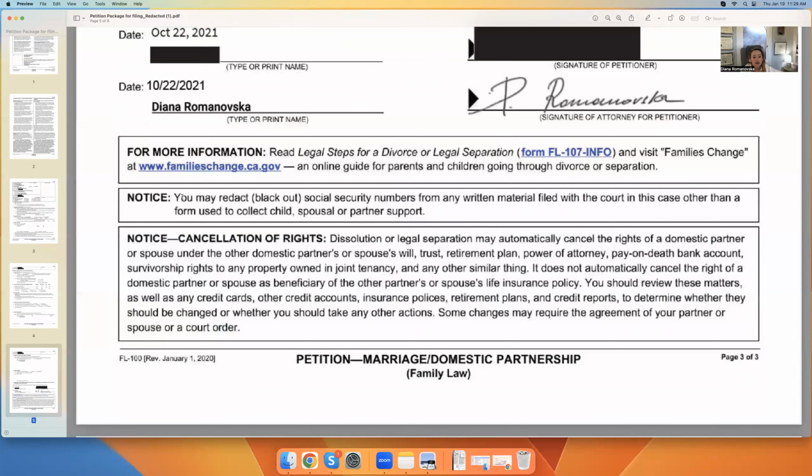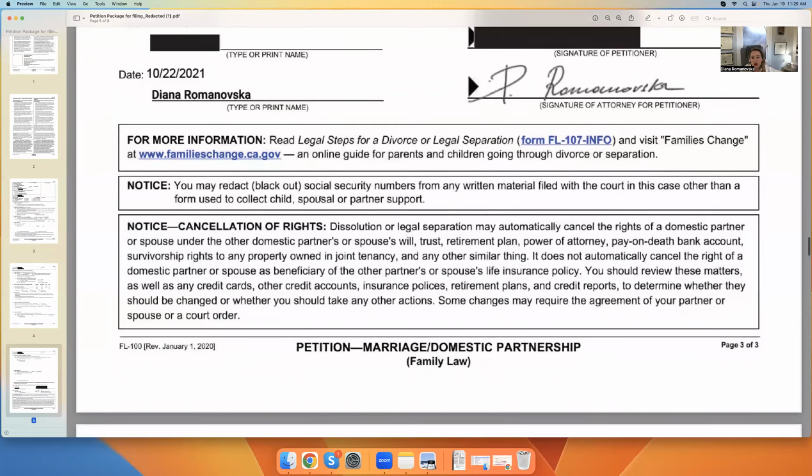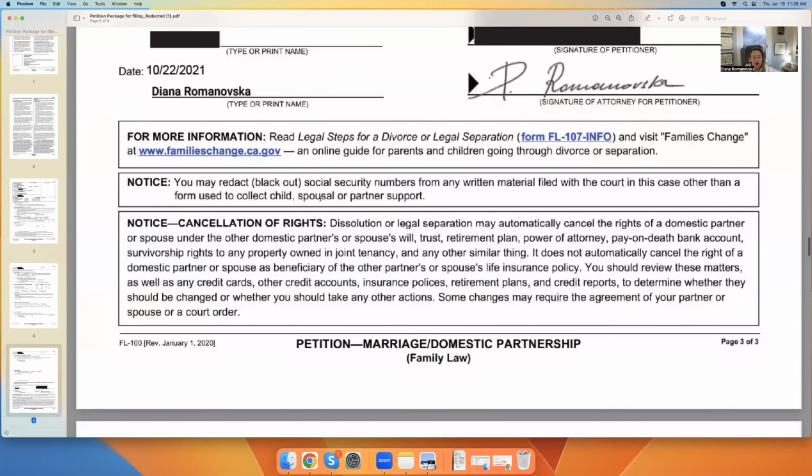Okay. For more information, read FL-107. And notice you may redact or black out social security numbers. I never would include any social security numbers because these are court records. So this applies for the people who filled out FL-160, who are going for pure default.